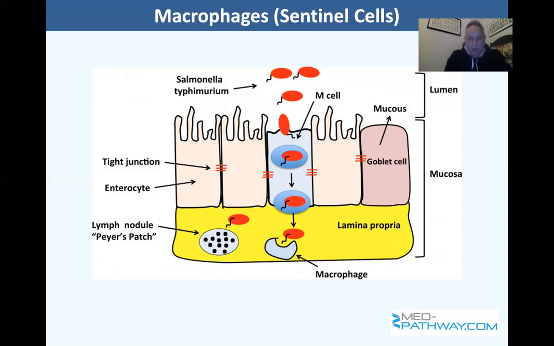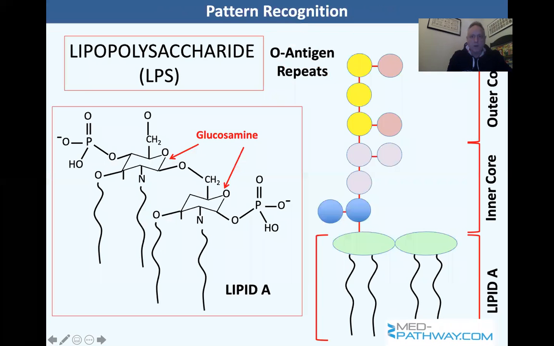And here, resident macrophages are going to recognize these things because they can recognize the flagella or other parts of the bacteria in what's called pattern recognition. They take it in and present this to the T cells and the B cells, and then you have an immune response that's generated. So the pattern recognition can occur from several things. For example, there's lipopolysaccharide, or LPS.